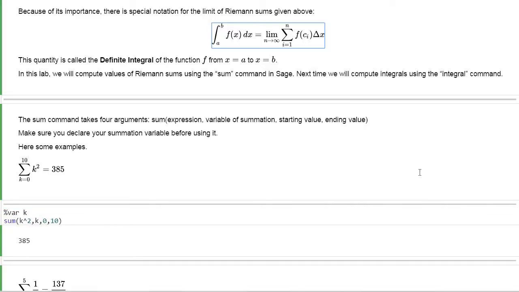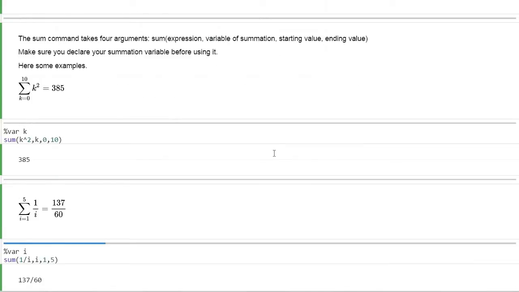Now there is a command in Sage which will compute these integrals, the integral command. In this video we're not going to do that. We'll save that for next time. We're just going to use the sum command in Sage to calculate Riemann sums. The sum command takes 4 arguments. So you type the word sum and then parentheses. First is the expression that you're going to be adding up. Second is the variable that's going to change as you add up, the variable of summation, the index in the summation notation. And then where that variable is going to start and where it's going to end.